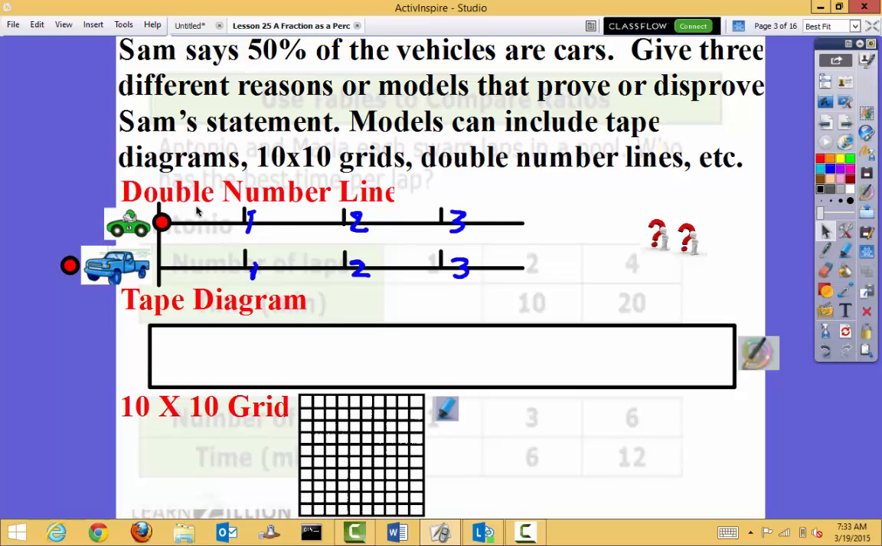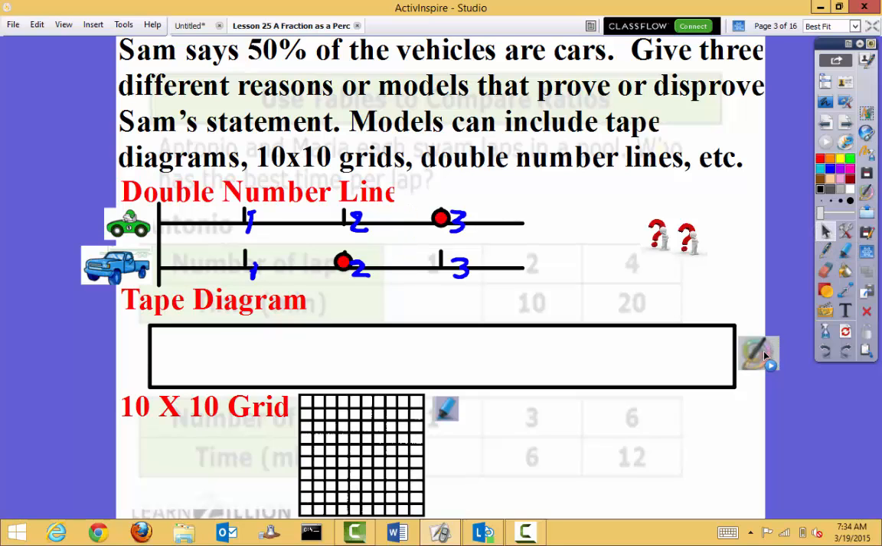And what am I going to do? Well, there were 3 cars, 2 trucks. They're 50%. That means they should be the same amount because this would be 50, this would be 50, and I know percents deal with 100, so they're going to have to add up to be 100. I see they're not the same, so they're not 50% each.